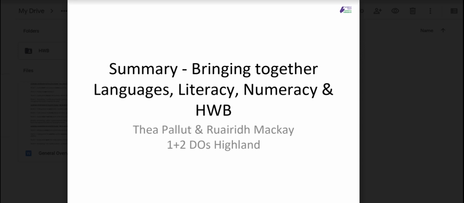This session is called Bringing Together Languages, Literacy, Numeracy and Health and Wellbeing. It is a very quick overview and there are individual resources and PowerPoints to support each curricular area.